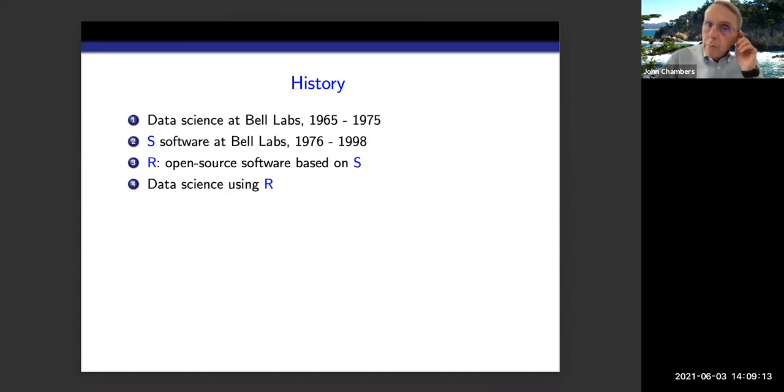First of all, we'll look at what I will call data science as it took place at Bell Labs in the period over the decade before the actual S began. Then at the S software that we created at Bell Labs and what happened with it over basically the last quarter of the 20th century. Then of course R itself, how it came to be and how it's evolved since its beginning.